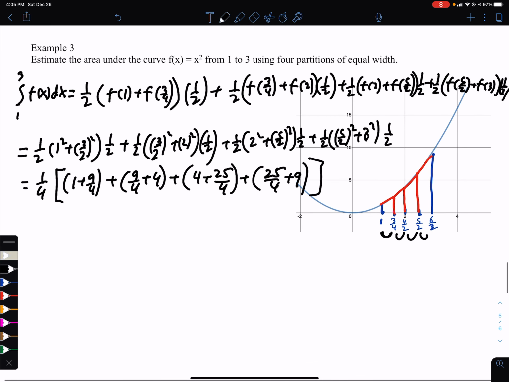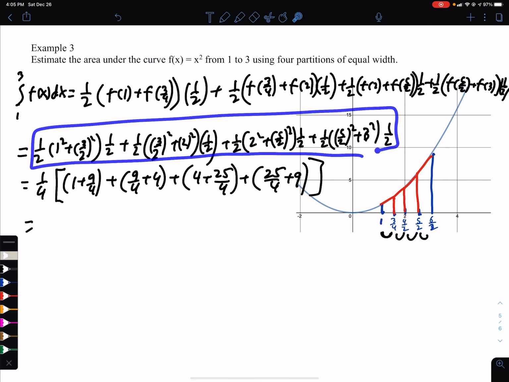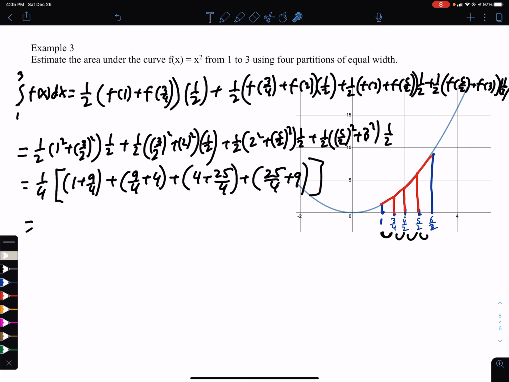Now I'll just keep going. Now technically you could have stopped here. You're done. But if this were a multiple choice, you'd have to get a simplified answer, so let's keep going. I'm going to need a common denominator. So I'm going to make these have a common denominator of 4. That'll be 4/4 plus 9/4. To get a 4, I need 4/4. That's 16/4.